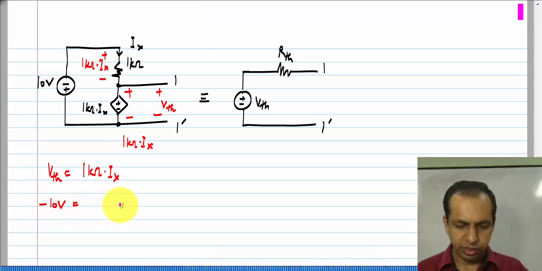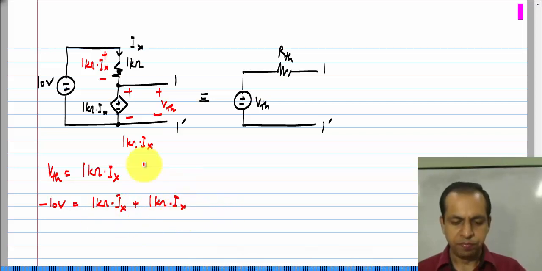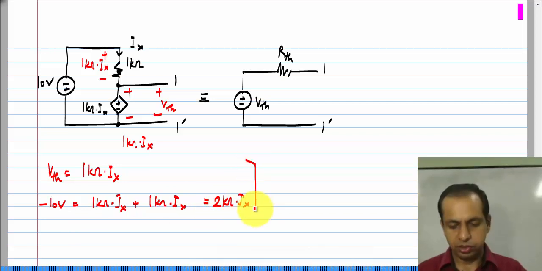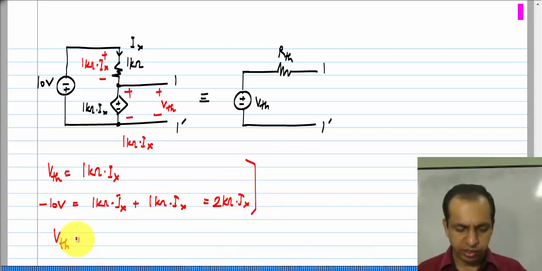minus 10 volts equals 1 kilo ohm times I x, which is the drop across the resistor, plus 1 kilo ohm times I x, which is the drop across the current controlled voltage source. Okay. This is equal to 2 kilo ohm times I x, and solving these two, we easily see that V t h is minus 5 volts.